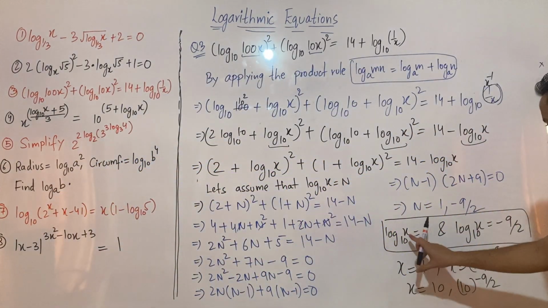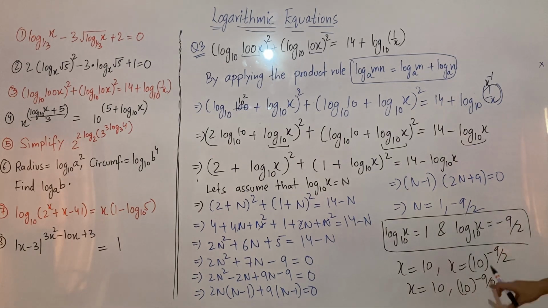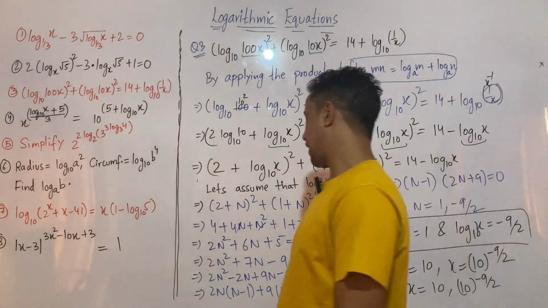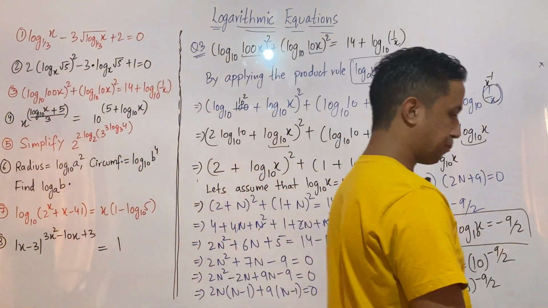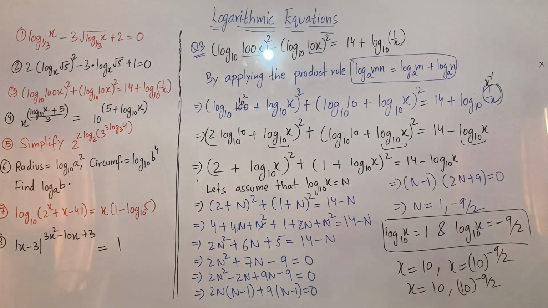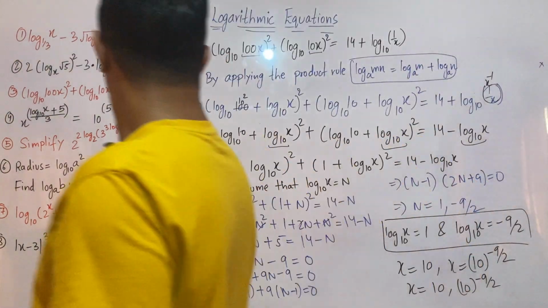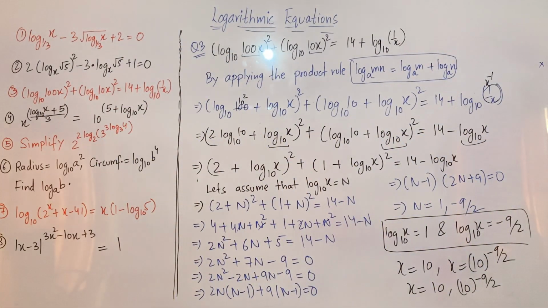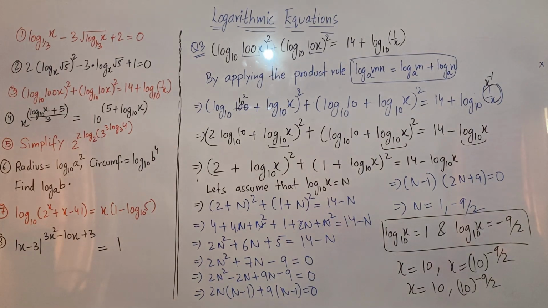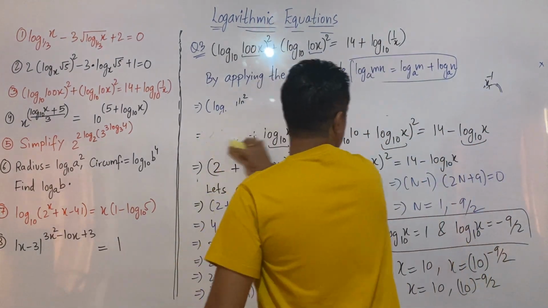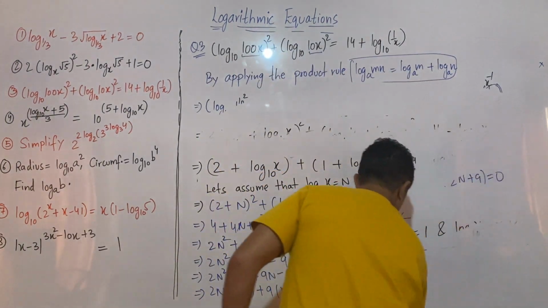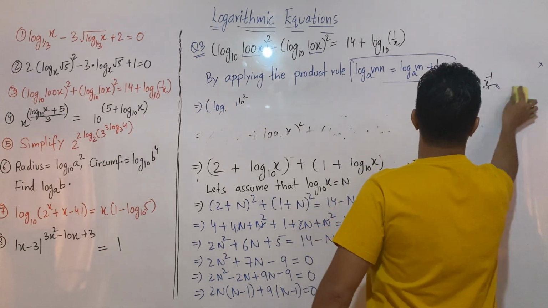So here x is going to be 10, and here x is going to be 10 raised to power minus 9 by 2. Or it's going to be 1 by 10 raised to power 9 by 2. So that's how you have to do this question number 3. I hope it is clear to you. Now let's go to number 4.